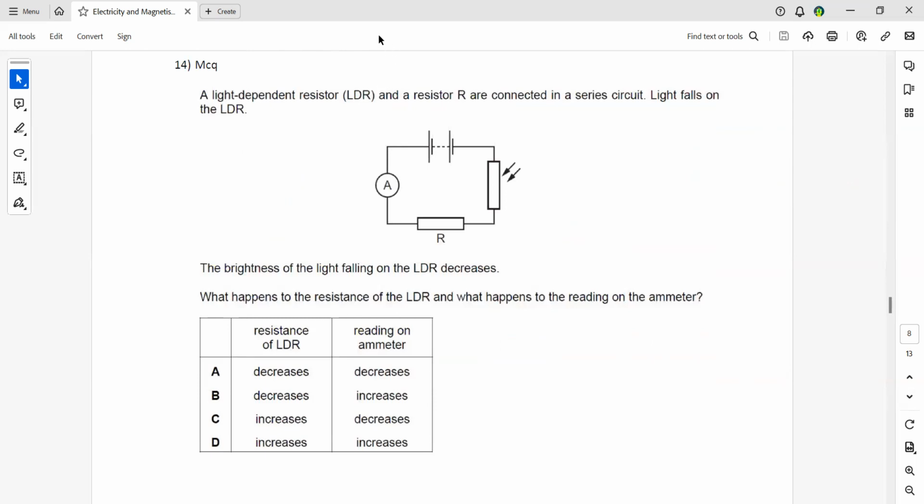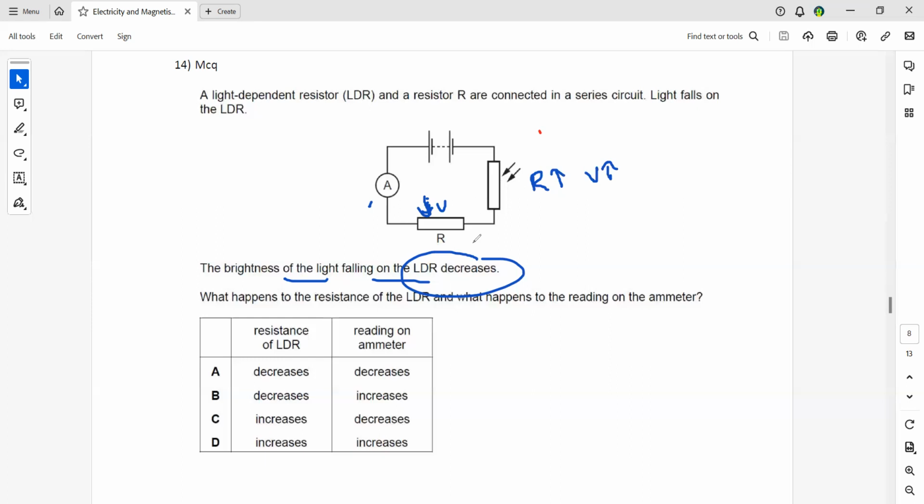The light dependent resistor and a resistor are connected in series. So this is again a potential divider circuit, or a voltage divider circuit. The brightness of the light falling on the LDR will decrease. If the brightness decreases, its resistance will increase. If the resistance increases, the voltage across the LDR will increase. And what happens to the voltage across the fixed resistor? Because they are connected in series, if the total is constant and the voltage across one component is increasing, the voltage across the other component will decrease.